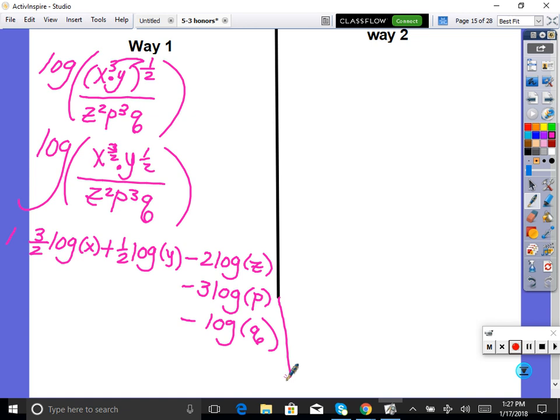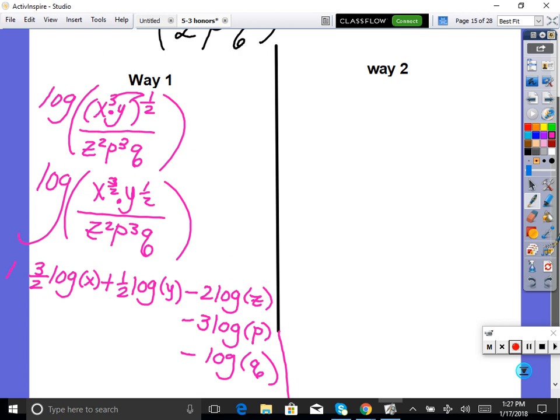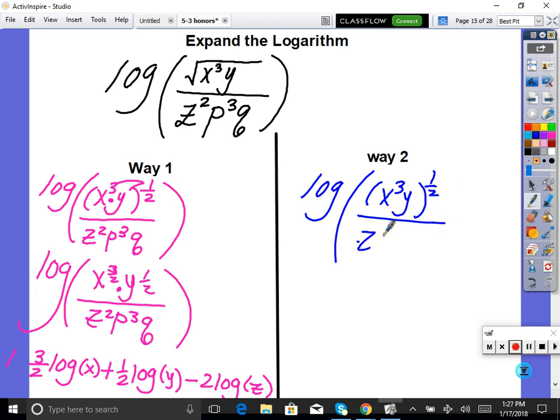That's one way. Second way, watch how much quicker this way is, which it does not matter. If you think about it, this is way number 2. You could go like this. This might help you, though, do it quicker in the future. So we know this is x cubed y to the 1/2, like that, divided by that.